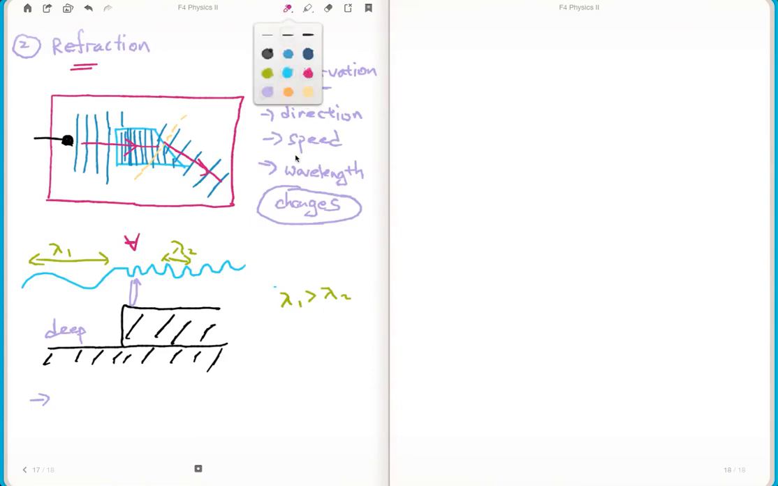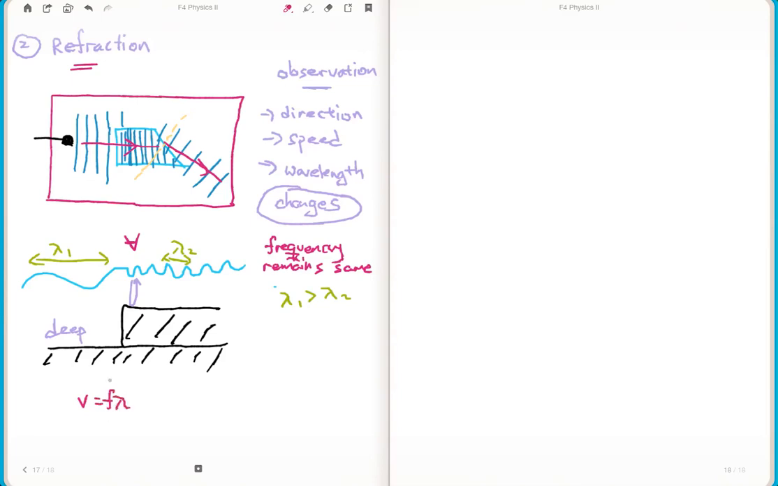What does not change? Frequency remains the same. Before and after, frequency remains the same, because frequency depends on the source. It's constant, right? So you have the speed that will have changed, from what we have learned earlier. V equals F lambda.